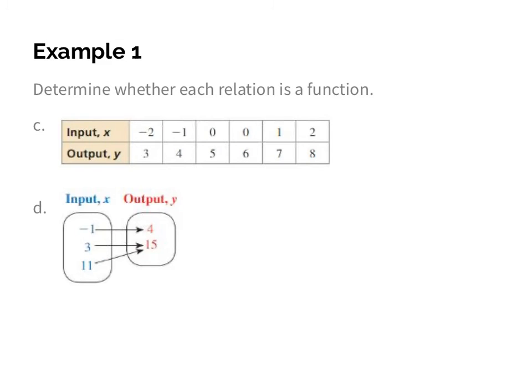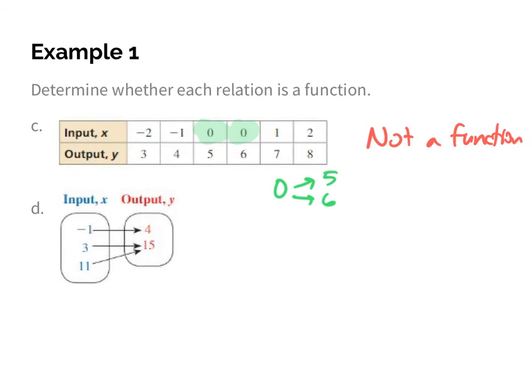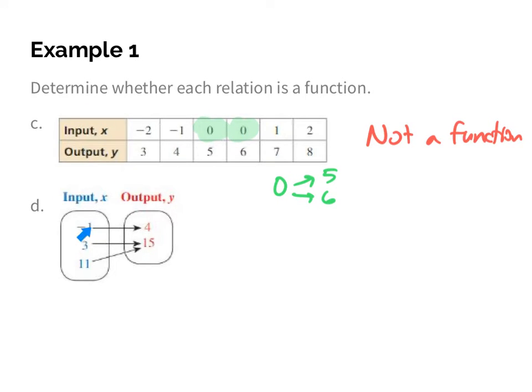Same type of question here, but now looking at a table and a mapping diagram. So in a table, again, I'm going to look at my inputs. Notice that I have 0 and 0. I have two inputs. That means the number 0 is paired up with 5 and 6. So that means this one also is not a function. And the last one here is a mapping diagram. The arrows show what the input is paired with. So -1 is paired with 4, 3 with 15, 11 with 15.